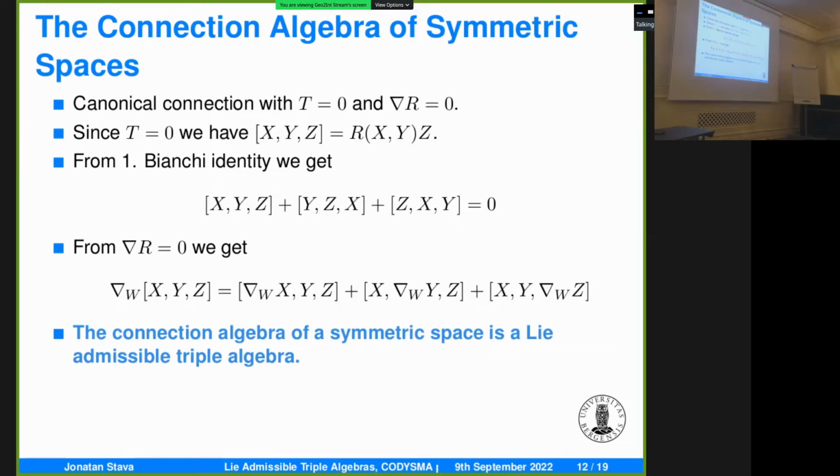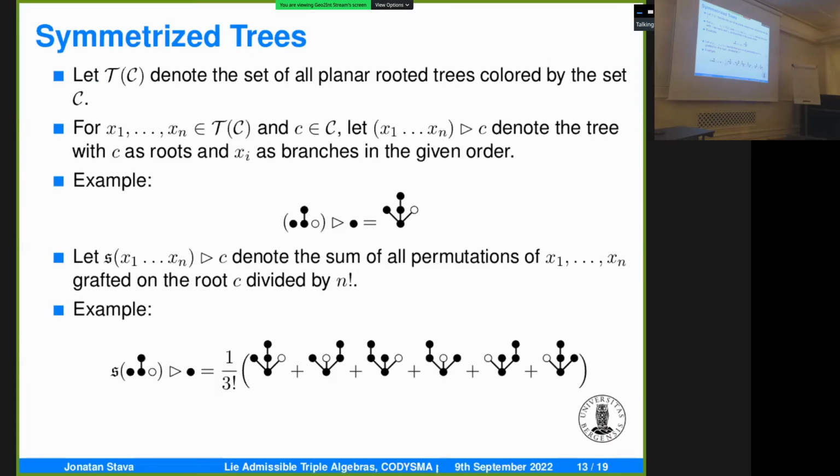And since the curvature is parallel, again, just translating this to what it actually means, and then noting that the curvature could be written as a triple bracket, you just get this equation, which is exactly the second defining property of a Lie admissible triple algebra. So indeed, this algebraic structure is associated with symmetric spaces, as it is the connection algebra of a symmetric space.